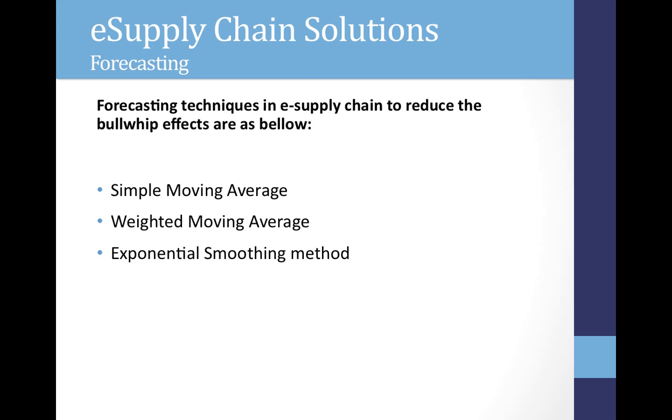Another way to mitigate the bullwhip effect is forecasting. As Anjali said, the point of sale gave us very important data about the historical demand. But how can we use this data to forecast the future demand? E-supply chain uses different techniques, of which I'm going to talk about three. The first one is a simple moving average.